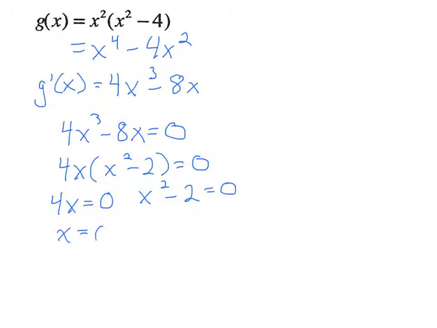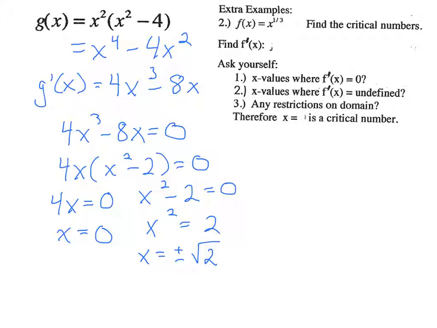And I know that I will have a critical number at x equals 0, and at x equals plus or minus the square root of 2. Now let's try the same thing for the function f of x equals x to the 1/3 on the next page of the notes. So if I think about x to the 1/3 or the cube root of x, I don't have any restrictions on the domain. Since it's a cube root, I can plug in positive and negative numbers.